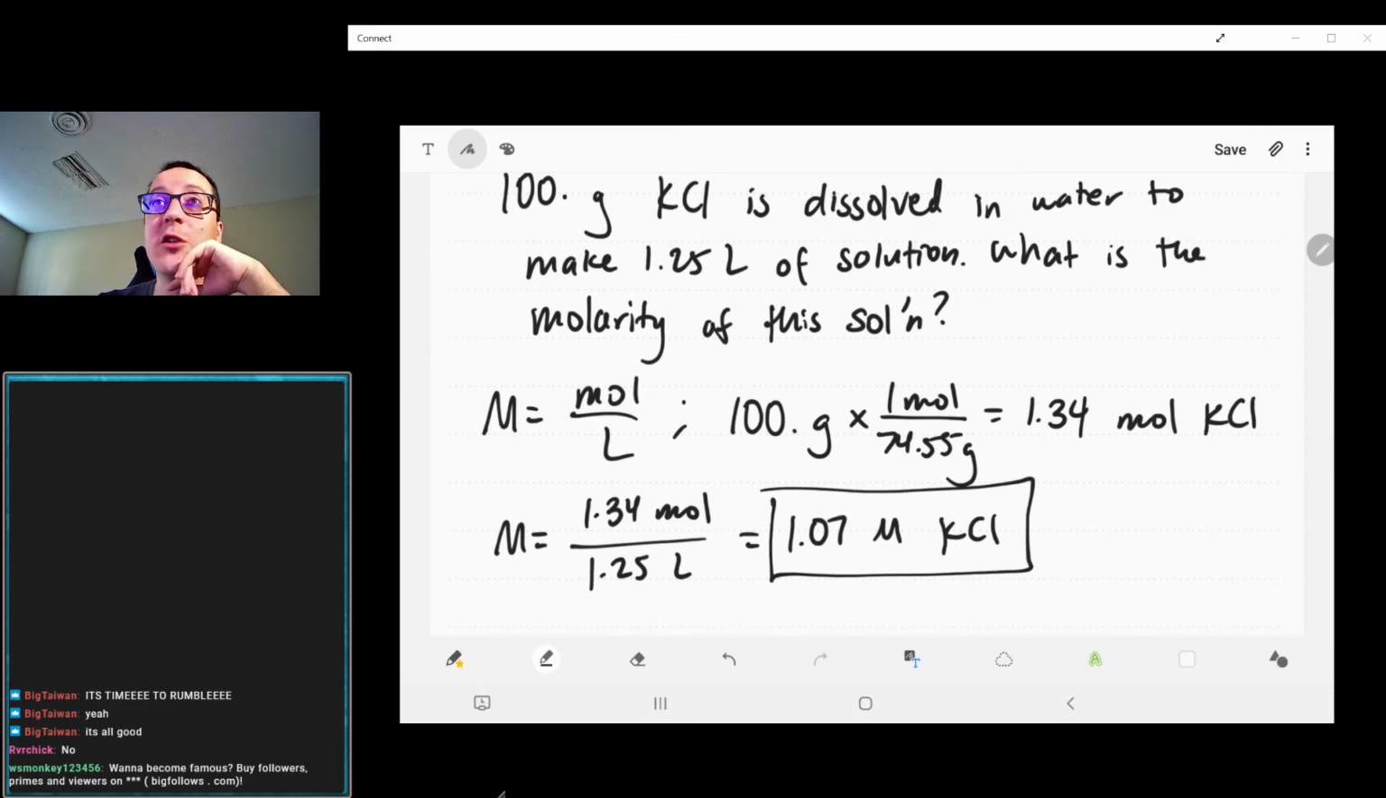Because molarity only looks at one solute at a time, if there's a mixture or something, we want to make sure that we're clear which component we're talking about. So the molarity of this particular solution is 1.07, and that's of potassium chloride. If there was another salt in there, we would have a different molarity for that particular solute. So this molarity is just for KCl in this situation. All right, any questions on that one?